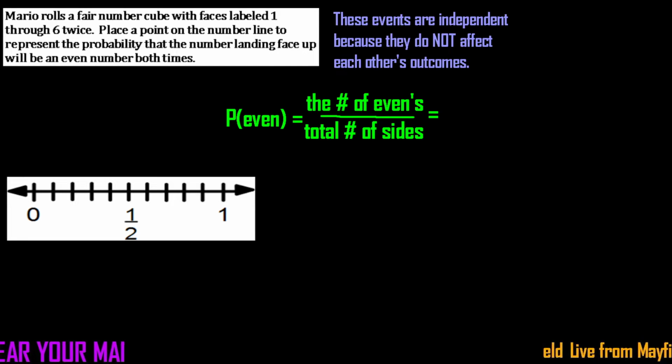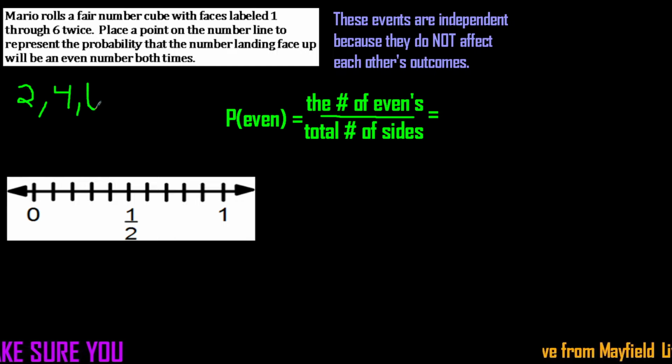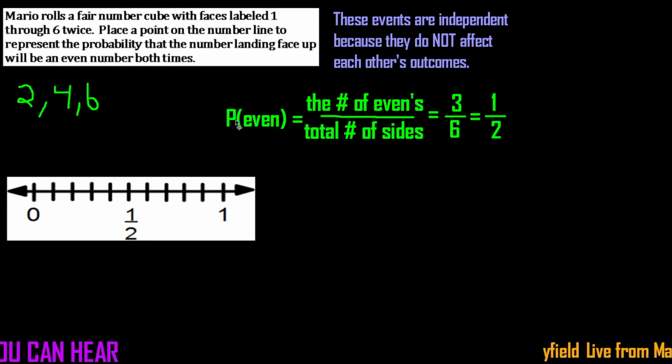So how many even numbers are there? Well, if you think about the numbers that we have on there, we would say it's going to be 2, 4, and 6. So that means that we have 3 out of the 6 sides are even. Again, we can always simplify our fractions. That way it's easier to multiply. So we're going to say that's going to be equal to 1/2. So the probability of rolling an even number is 1/2.